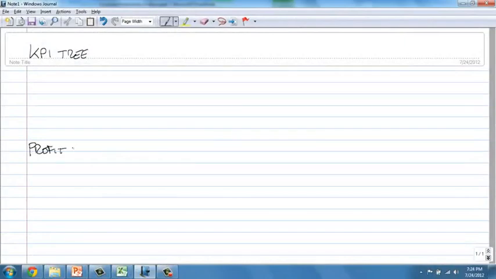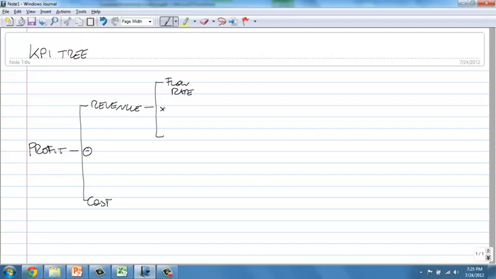What drives this profit? Profit is simply revenue minus cost. What drives the revenue here? Revenue is driven by the flow rate, the number of customers that we serve, times the dollars that we make per customer. In our example, that was $6 per customer. Flow rate, in turn, is defined as the minimum between demand and capacity.